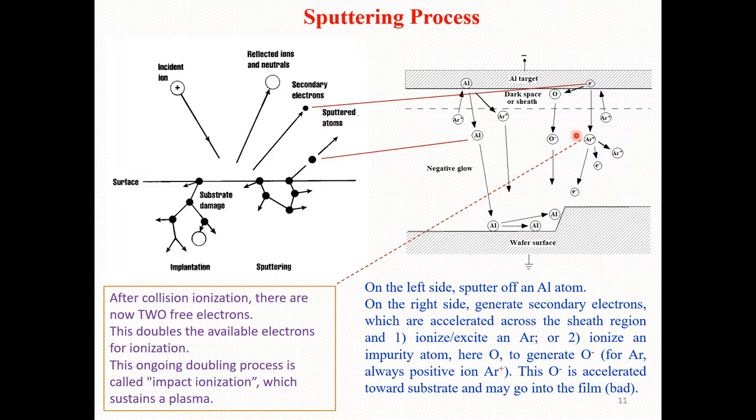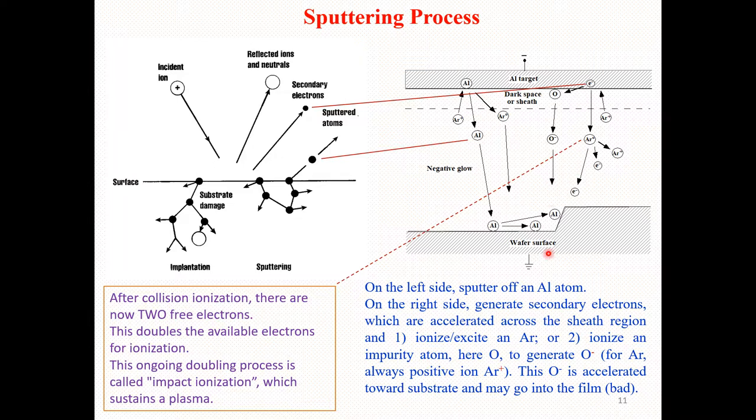First, they ionize or excite argon atoms. This is the secondary electron, and the first function it performs is to ionize or excite argon. The second function is to ionize an impurity atom. Here the nearby impurity atom is oxygen. So the second possibility is that this high energy electron can excite or ionize the oxygen atoms, present here as an impurity, to generate oxygen ions. For argon, you know it is always a positive ion that we denote by Ar+, and oxygen is denoted by a negative ion. This negative ion is accelerated toward the substrate and may go into the film, which is considered very bad, as an impurity.